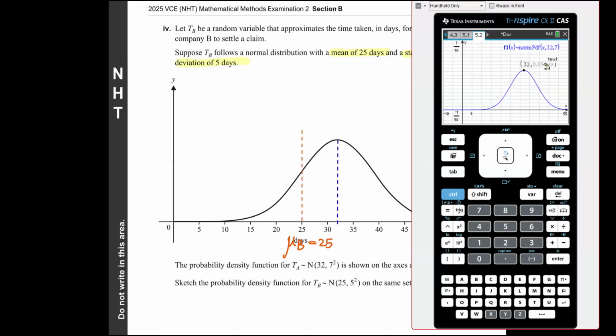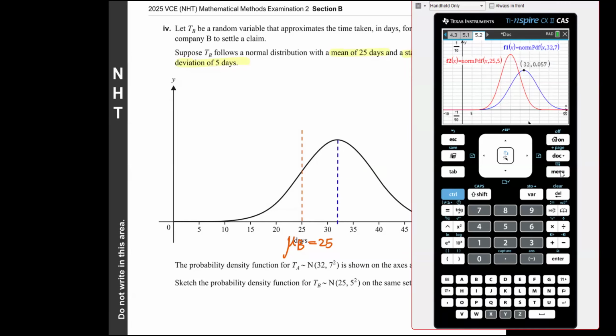There we go. So it's 0.056, 0.057 something. And the next thing is if I have another normPDF, variable is X, mean value is 25, and standard deviation is 5. So how does that look? Ladies and gentlemen, there we go. We just need to imitate this graph, but make sure this graph is taller and narrower.